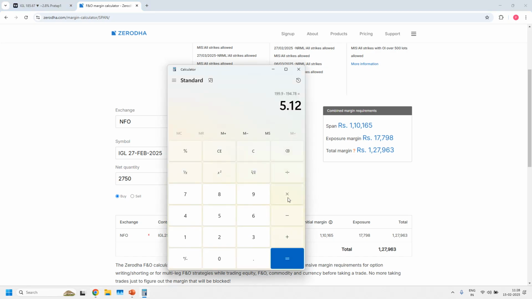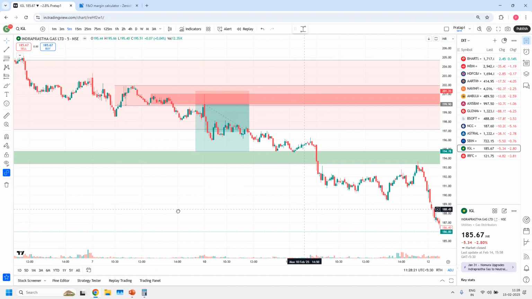$2,750 lot size into 2,750. You would have got 14,000 rupees profit. 14,080. 14,000 rupees profit you got. What could be the ROI we would have got?